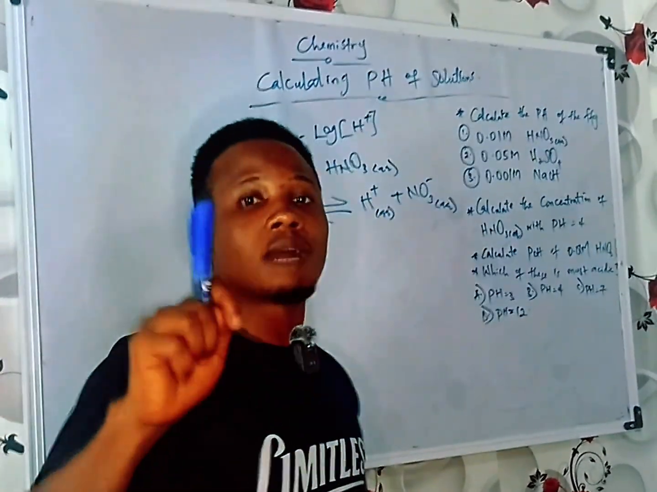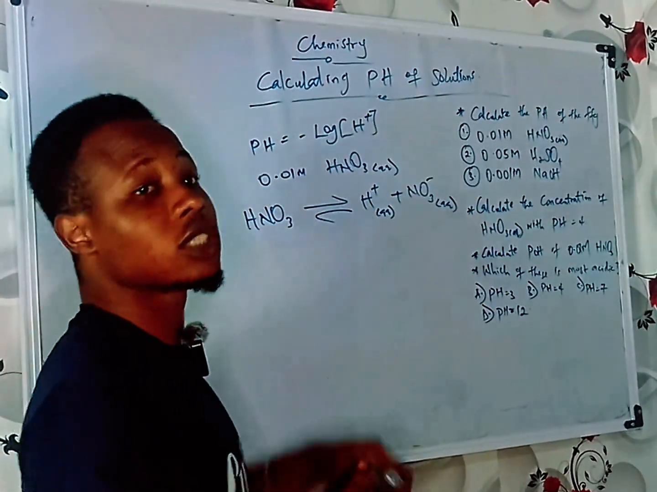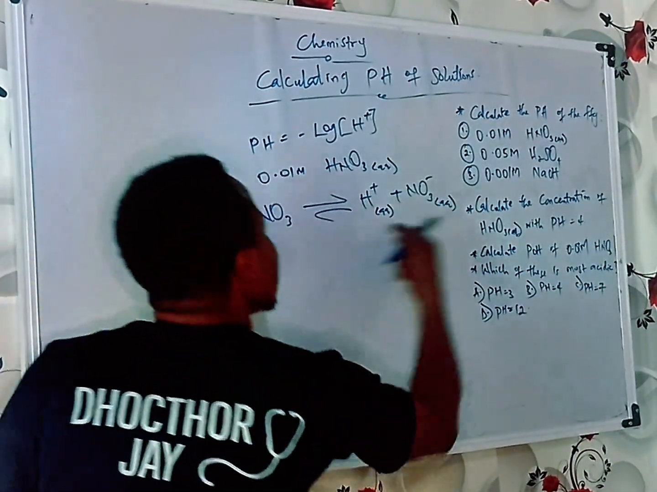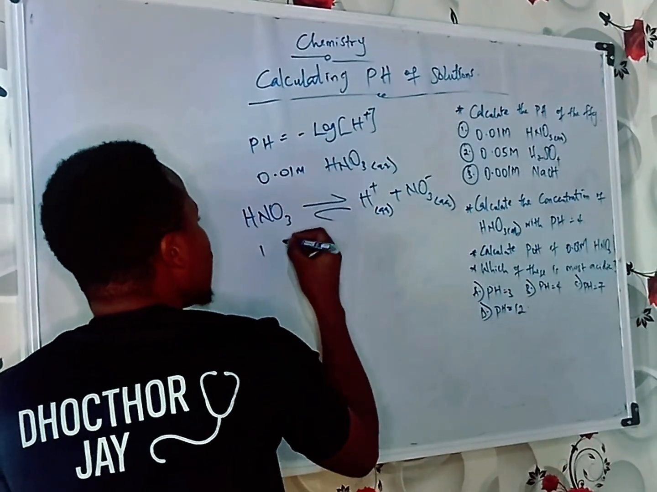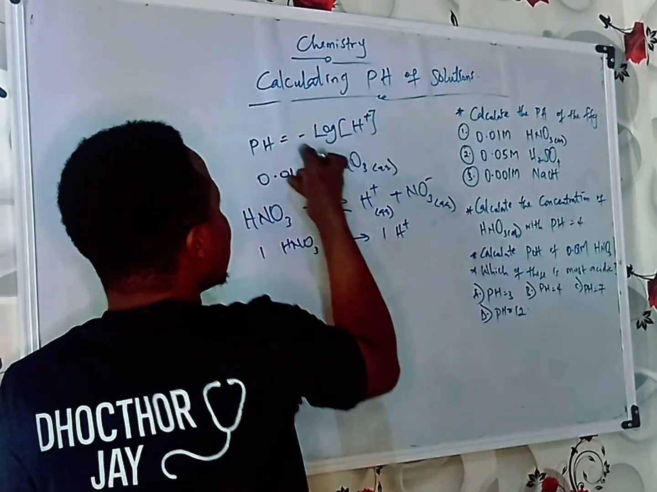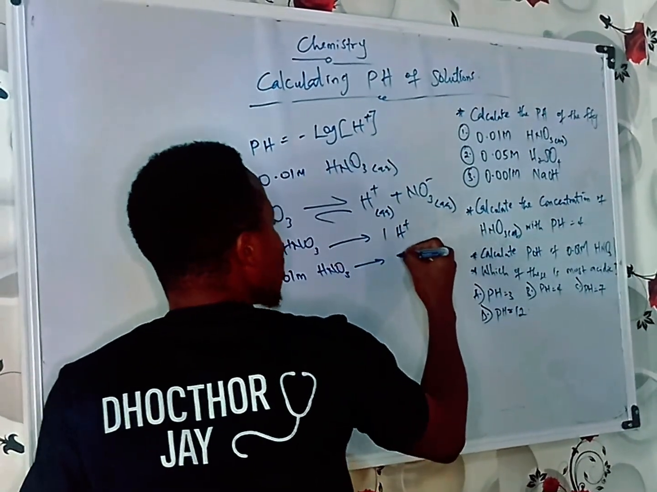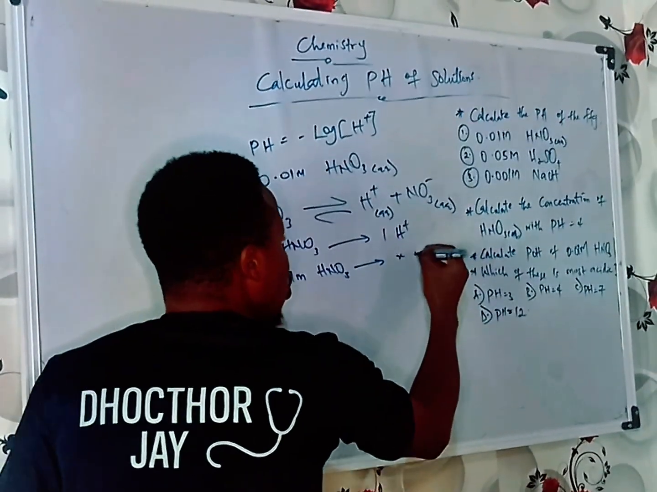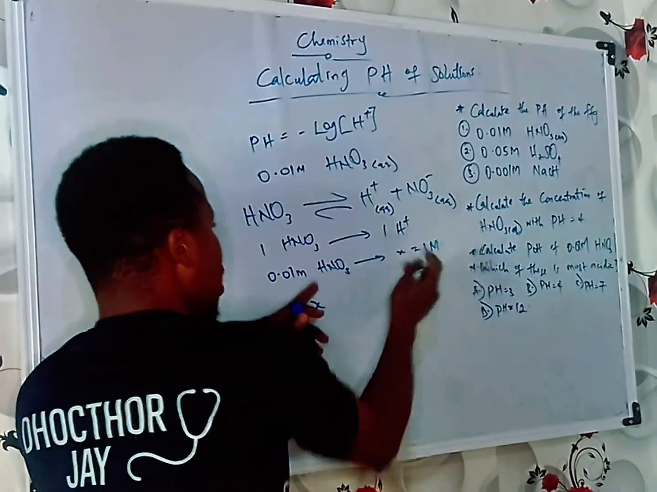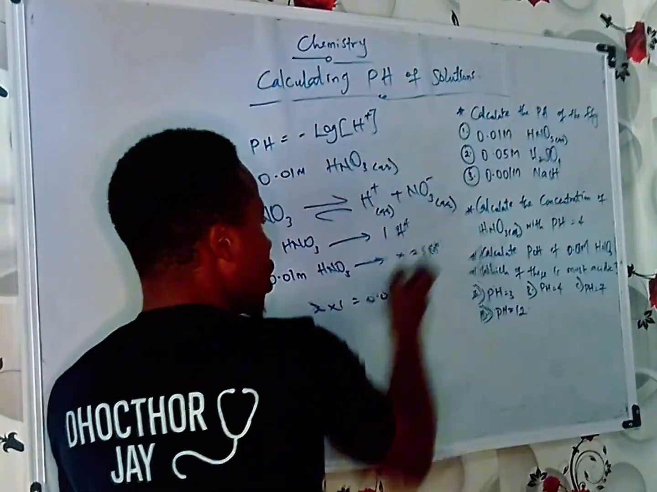That is the mistake that many JAMBites make in solving questions on pH, and you should avoid that mistake. All right, so how do we get the concentration of H plus? The concentration of HNO3 has been given to be 0.01. So we say that from this equation, 1 mole of HNO3 gives us 1 mole of H plus. So 0.01 molar concentration given in the question will give us X. By the time you cross multiply, X is going to be what? 1 molar concentration. X times 1 equals 0.01 times 1. Then you divide all through by 1, you still get the same value.